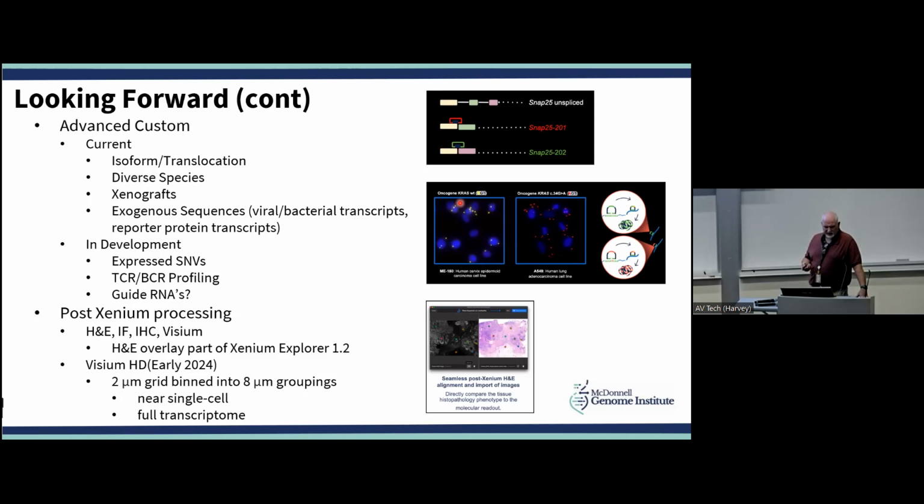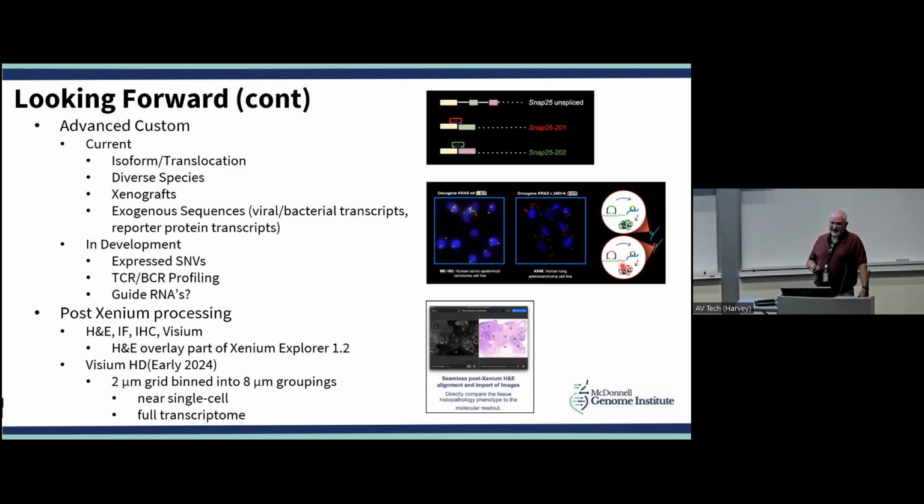And then in development, expressed SNVs, again, here's data demonstrating where they designed using a single nucleotide change at the ligation point. So one arm has the change and one arm does not. And you can distinguish very clearly the two transcripts here with the single nucleotide variant. TCR and BCR profiling, which I learned about yesterday, so I'm anxious to hear a little bit more about that.